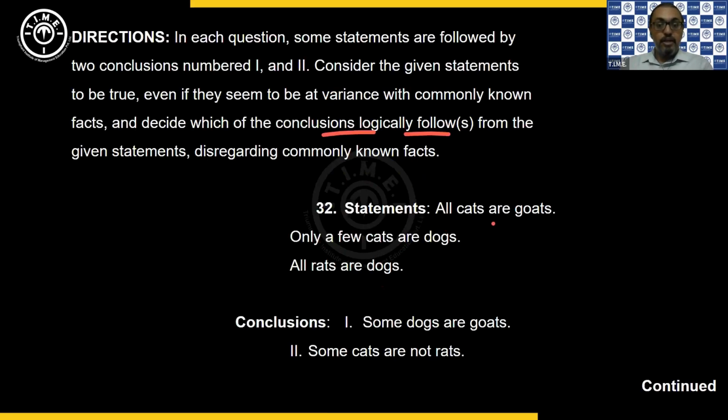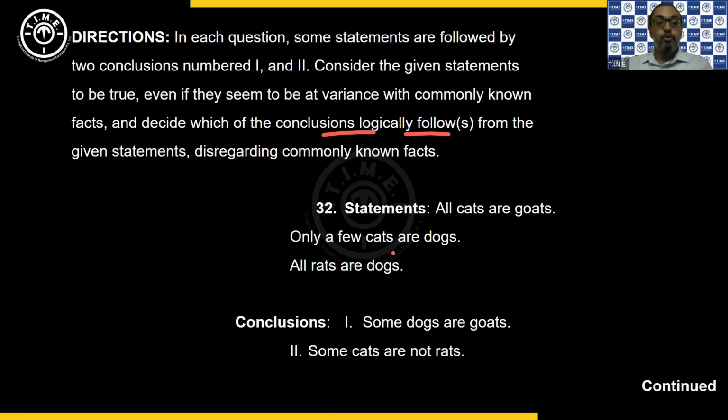So we'll have to draw the combined basic diagram for the given statements. So we have all cats are goats. Okay, so all the cats are goats. Then we have only a few cats are dogs. So like this, only a few cats are dogs.